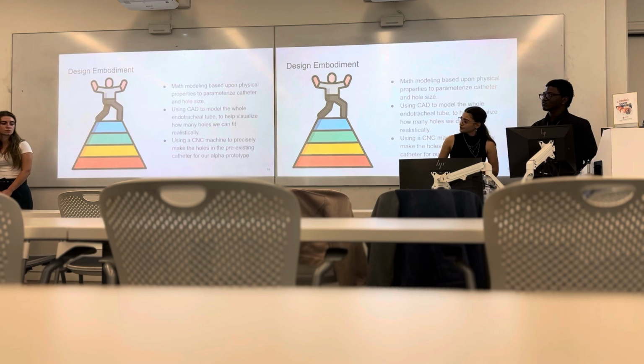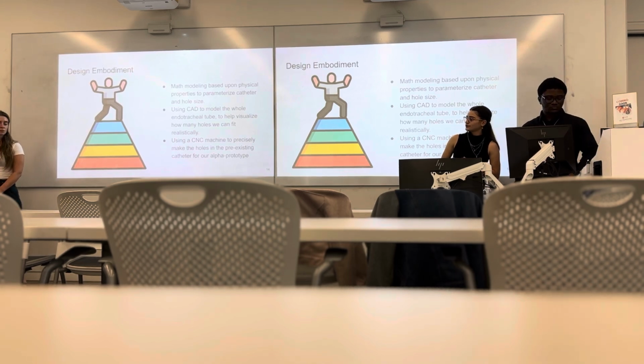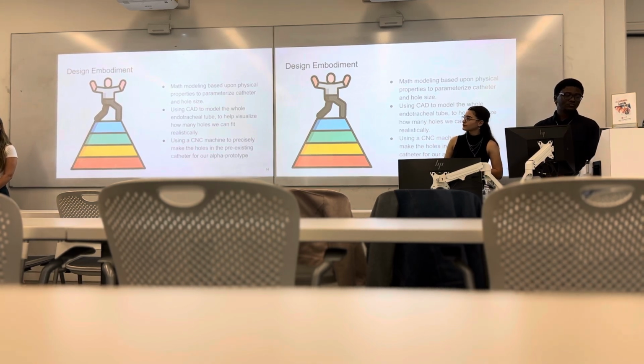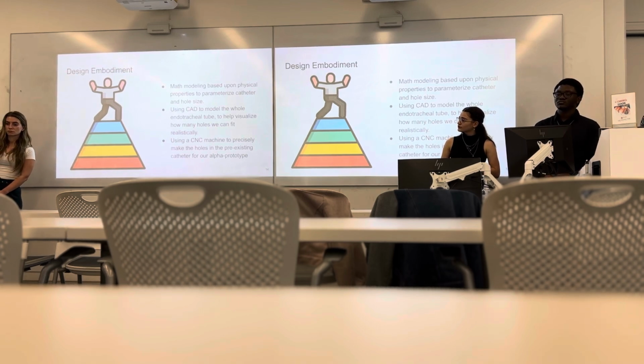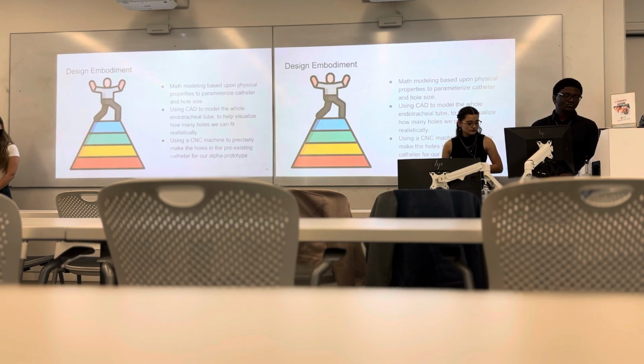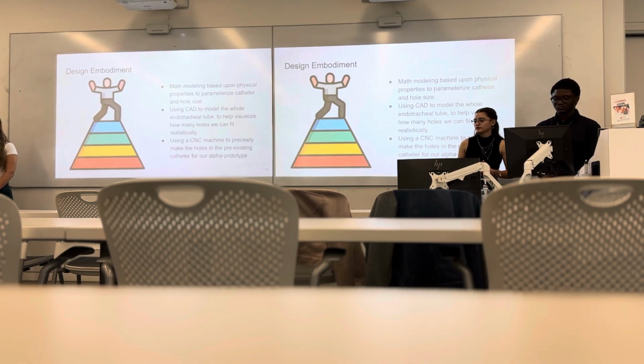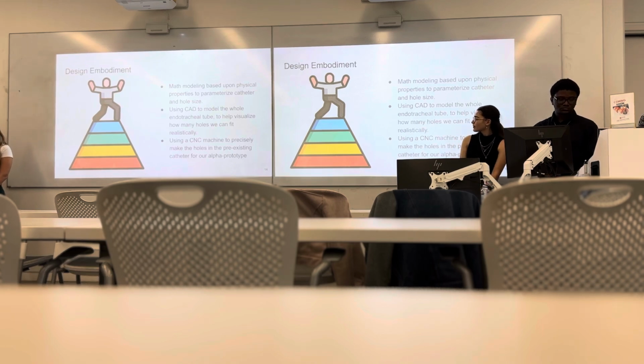So now that we've decided on our idea, how are we implementing this idea? We start with a math model to decide on how many holes we need to put on the tube, as well as what size those holes need to be. And then we use the CAD model to visualize what we're making, as well as making sure what we're doing is actually feasible. And then we built the prototype using a CNC machine.